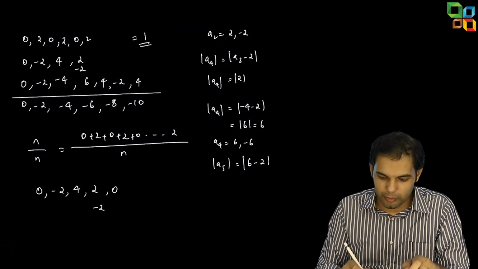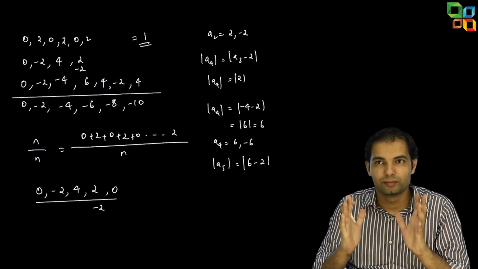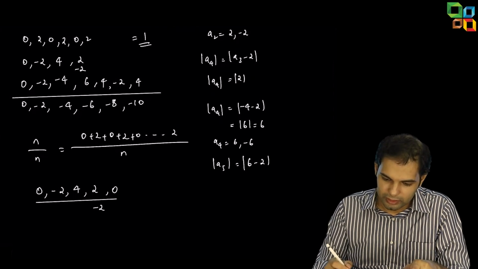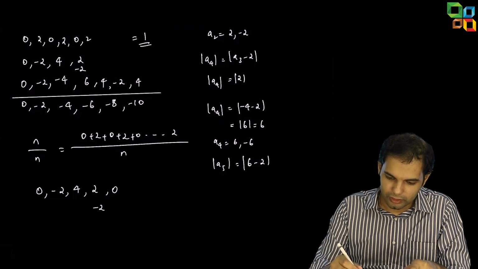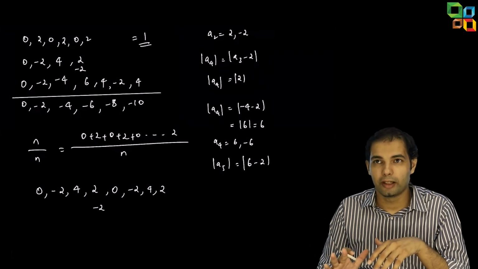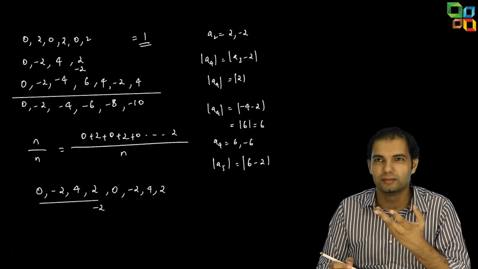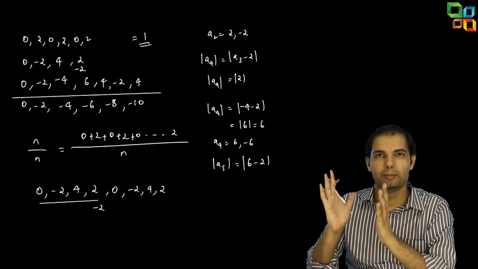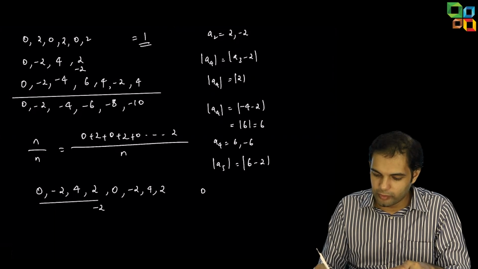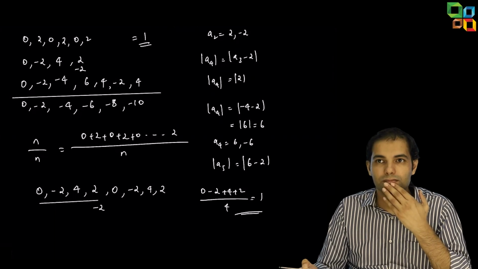Now let me just check the mean of these numbers, just to get an idea. If you are repeating the same pattern, I can just find the mean of 4 numbers. That will give me the mean of the entire thing. It's always the same if you're repeating a pattern. So what is the sum? 0 minus 2 plus 4 plus 2, divided by 4. It's still equal to 1. Mean is still 1.